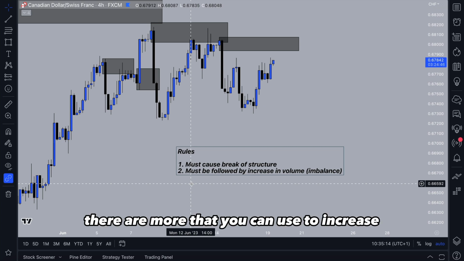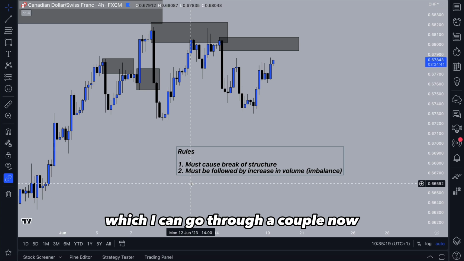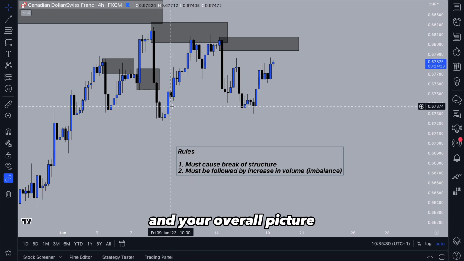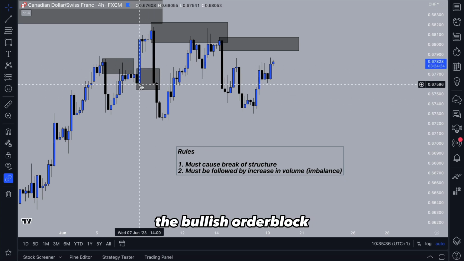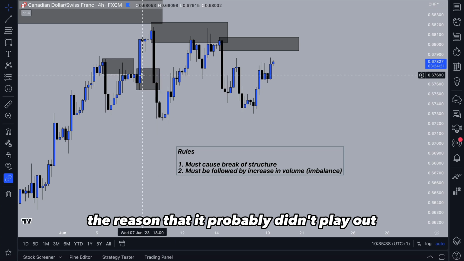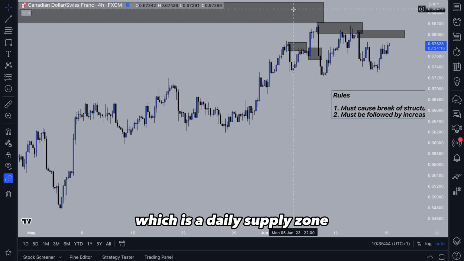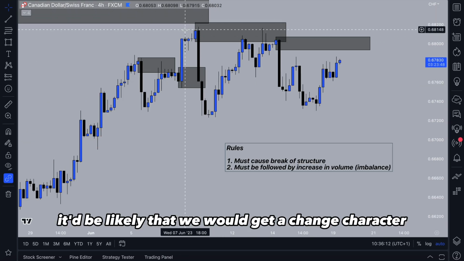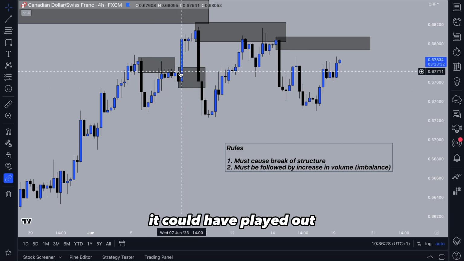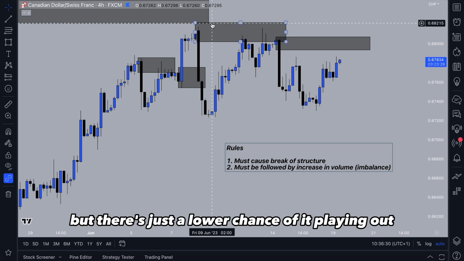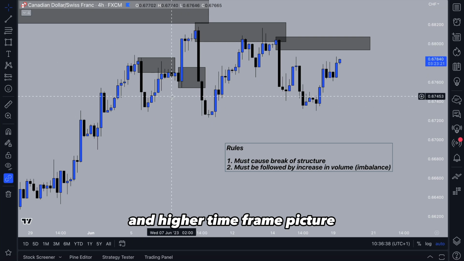There are more rules that you can use to increase your win rate and increase the probability of the order blocks playing out, which I can go through a couple of now. The first one is to look at the high time frame and your overall picture. Talking about this demand zone here, the bullish order block, the reason it probably didn't play out was because we tapped into this order block that I marked up, which is a daily supply zone. Once it tapped into the supply zone, it's likely that we would get a change of character and start going bearish. So still looking for longs is a risky play. It could have played out, but there's just a lower chance of it playing out, and so I try to avoid those trades. So trade in line with your higher time frame trend and higher time frame picture.